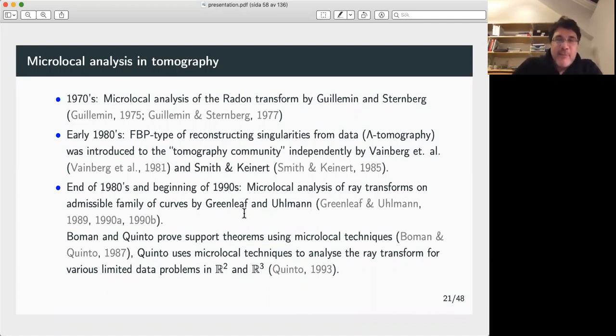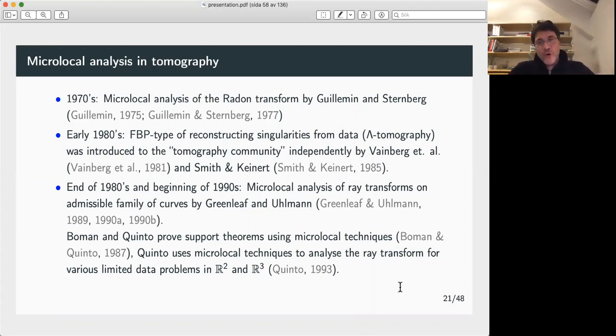There were a number of seminal papers by Ozan and Greenleaf about extending this microlocal analysis to various variants of ray transforms. And then this has taken off, and people have done this also for other types of operators that are popping up in imaging, like in radar and so on. There's a lot of work in that direction. Bowman and Quinto also used this type of theory to prove support theorems, and Todd Quinto also looked at certain limited data problems already in the early 90s.